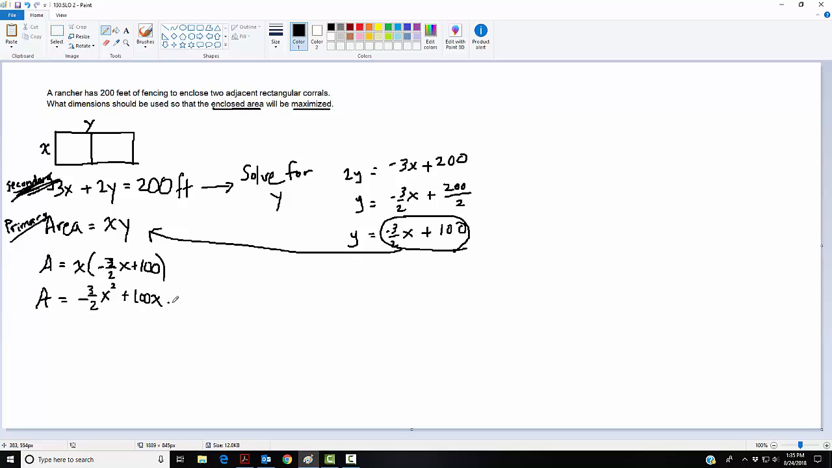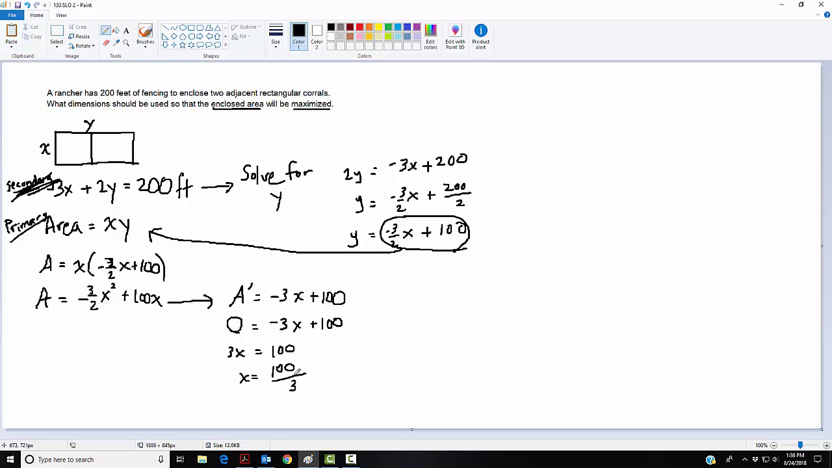At this point, I'm going to find A prime. I want to find the first derivative. That's going to tell us how to maximize. So we end up having, bring the 2 out front, take away 1, so that's going to be negative 3x plus 100. We are going to set this equal to 0 and solve for x. And what we'll have is that x is 100 over 3.